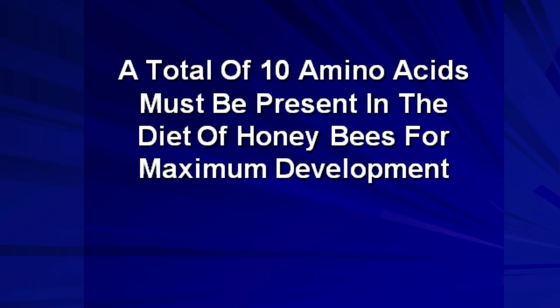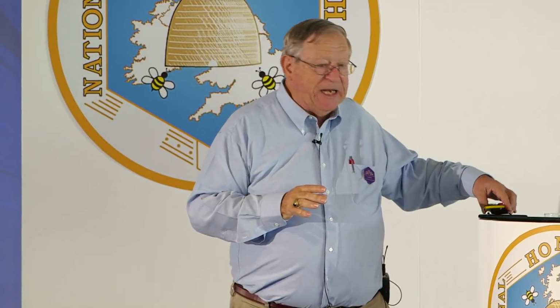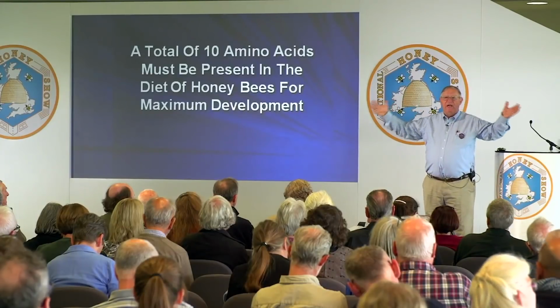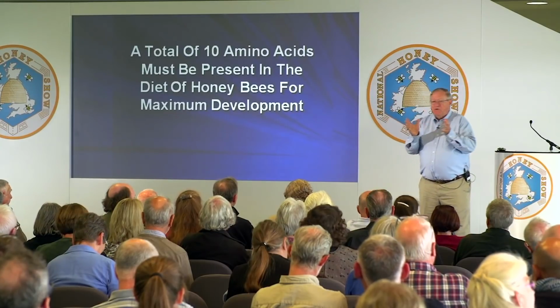A total of 10 amino acids must be present in the diet of honeybees for maximum development. 10 amino acids. Not all pollens contain all 10. That's why it's important that you have a mixture of pollens. If I were to take dandelion pollen, everybody know what dandelions are in here? Okay. If you were to take pure dandelion pollen and try to raise bees, they would be unsuccessful in completing development because dandelion pollen lacks some of the 10 essential amino acids.